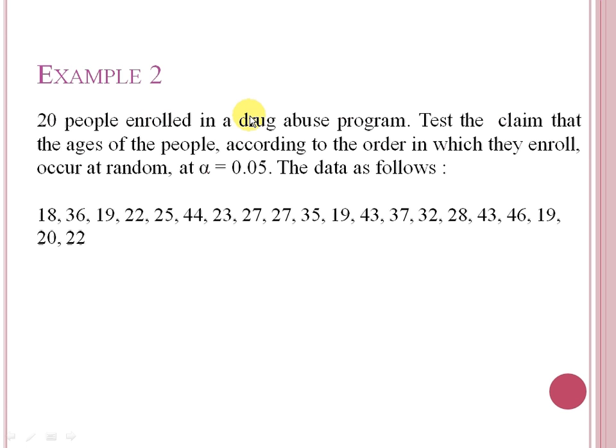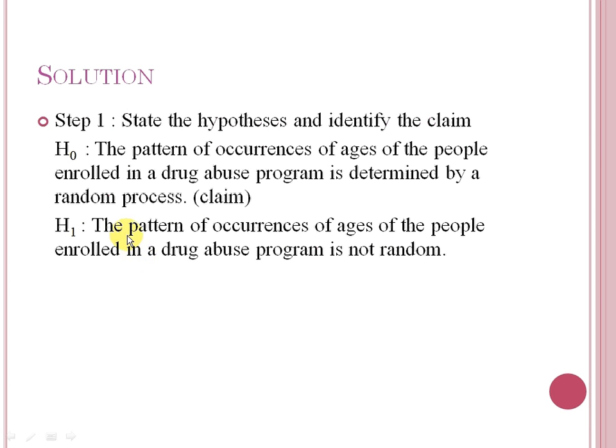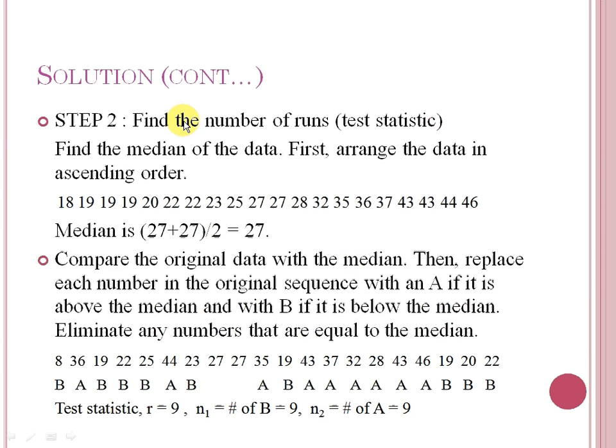And for example number 2, we have 20 people enrolled in a drug abuse program. We want to test the claim that the ages of the people, according to the order in which they enroll, occur at random. So random is the claim at alpha equal to 0.05. This is the data, the ages. H0 is that it is random, that is the claim. H1 is that it is not random, and then we find the number of runs.